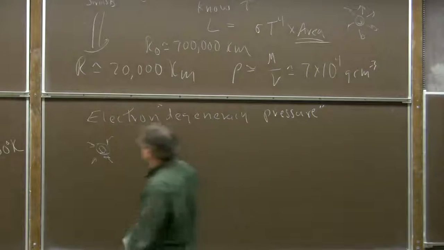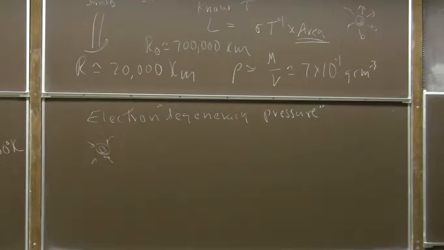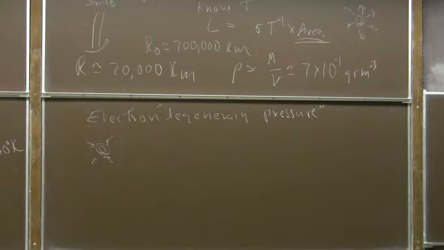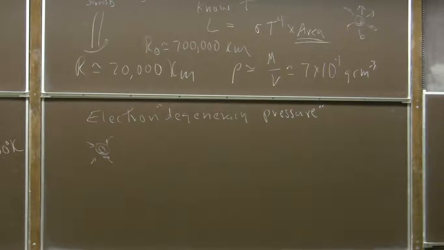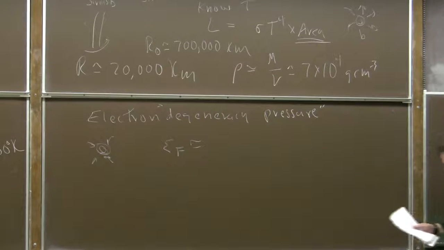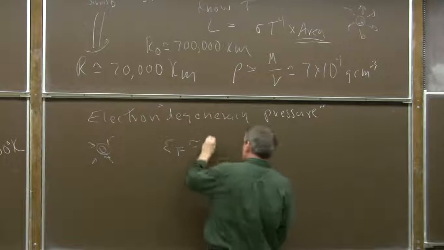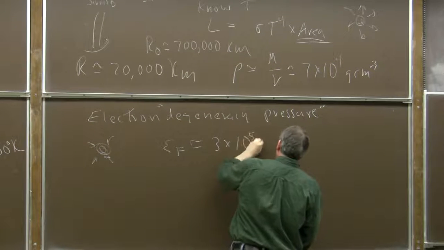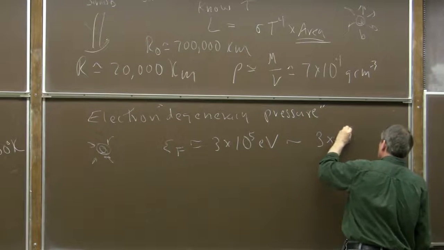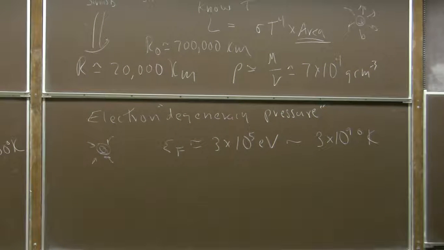So since we know the density, let's suppose it's uniform. It's not really, but it's not such a bad approximation. We know the volume, so since we know the mass of the electron, we should be able to compute the Fermi energy. And I guess I'll tell you what it is. It's 3 times 10 to the 5th electron volts. So that would be like 3 times 10 to the 9 degrees Kelvin. That's a high energy, right?